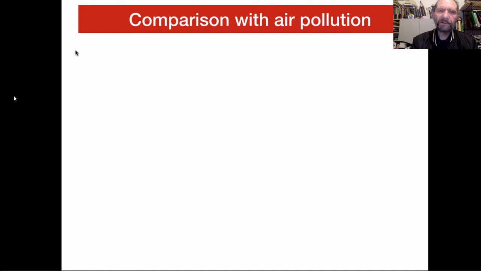Now, let's make a comparison with air pollution, because we always compare with cigarettes. But look, cigarette smoke is so toxic that anything you compare it with, unless you talk about potent venoms like mustard gas or chemical weapons, any consumer product will be less toxic than cigarettes. So let's compare with air pollution, right?